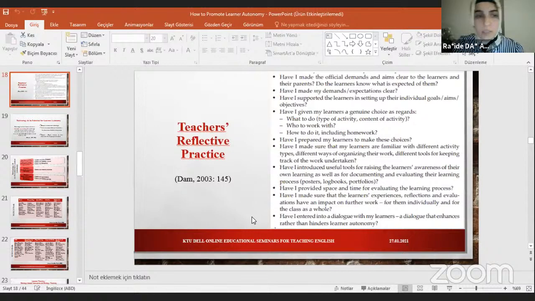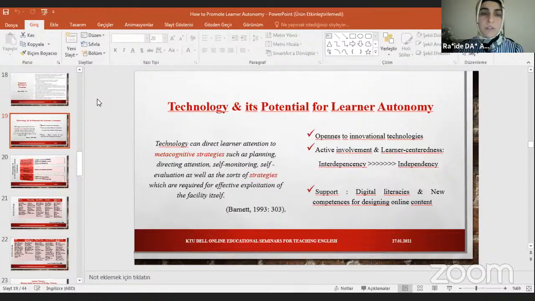And under the title of technology-based approaches, we can talk about technology and its potential for learner autonomy. Technology can easily direct learners' attention to metacognitive strategies. So what are these strategies about? These strategies are about planning, self-monitoring, self-evaluation, or some strategies which are required for effective exploitation of the facility or the technology or the tool the students are using.